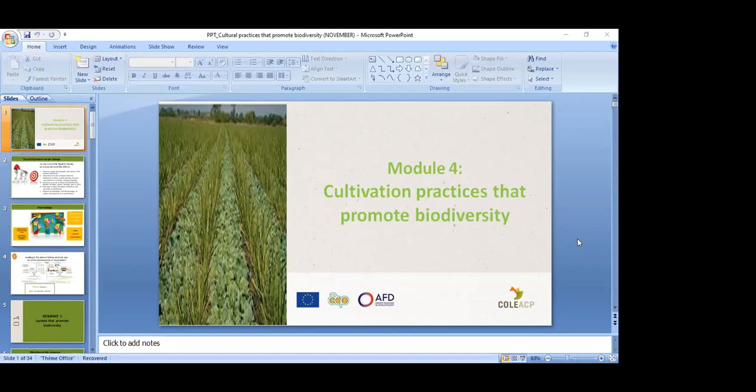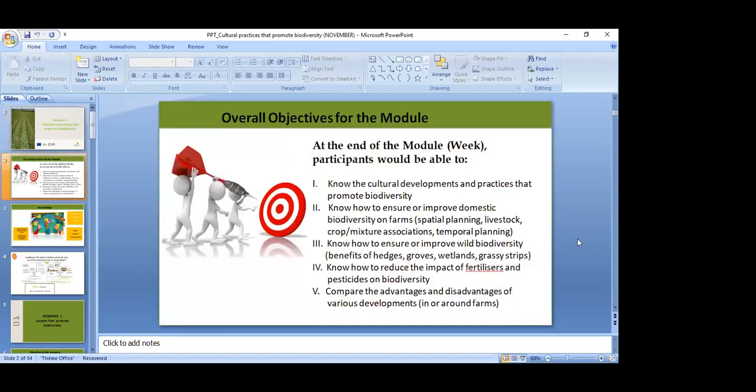So today, at the end of the module, participants will be able to know the cultural developments and practices that promote biodiversity. You will also be able to know how to ensure or improve domestic biodiversity on your various farms, in which you may have to include the spatial planning, the livestock, crop, and the mutual association and temporal planning.